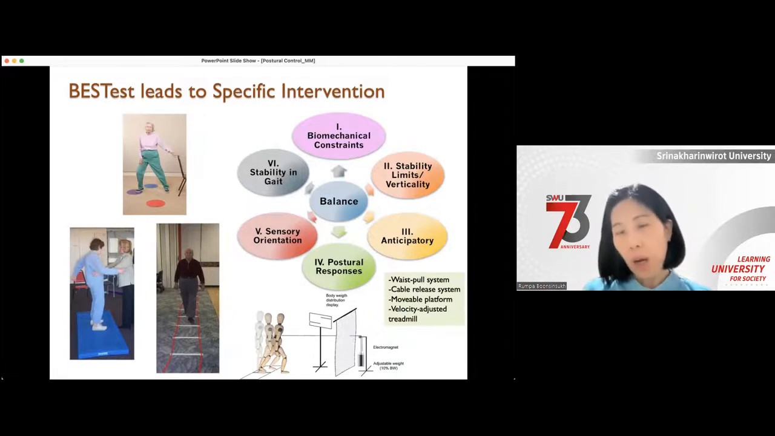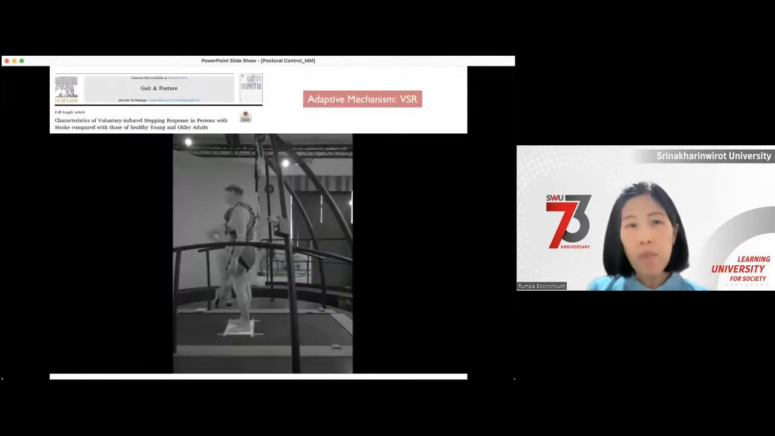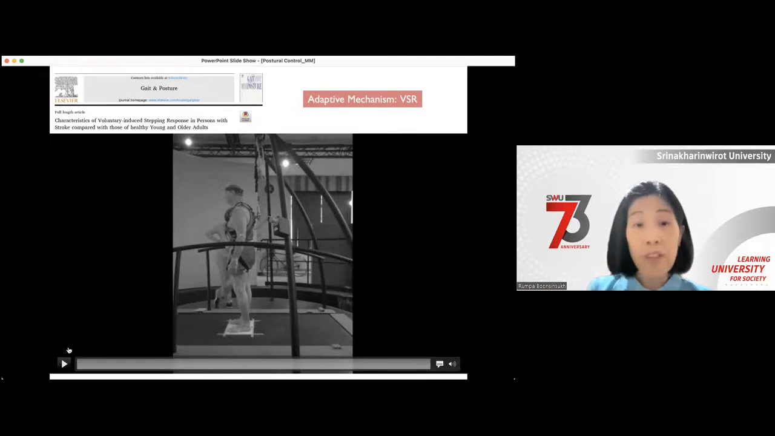For example, the system that has the waist pull system, cable release system, or even the sophisticated movable platform or velocity adjusted treadmill. What we do is that we propose the training of the protective response, we call it VSR, or voluntary induced stepping response. And we test it in persons with stroke.